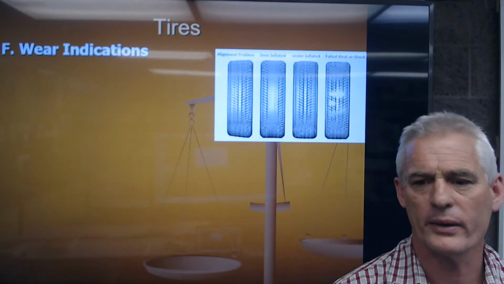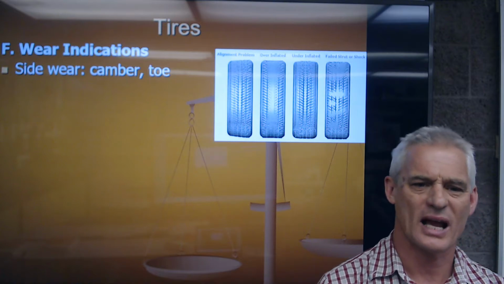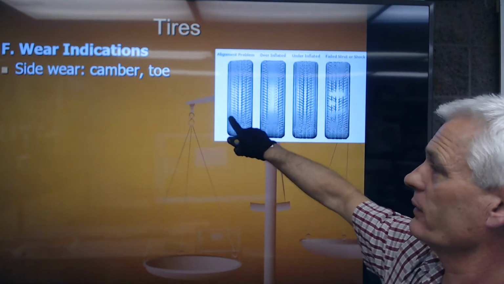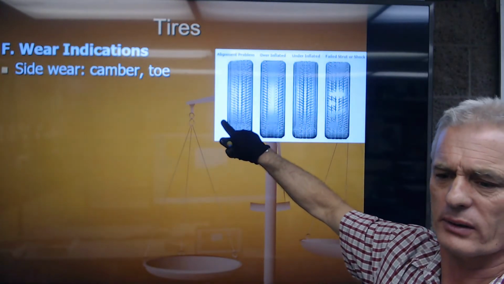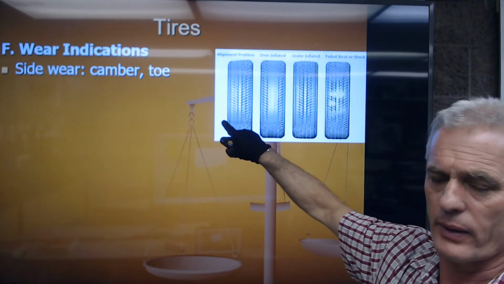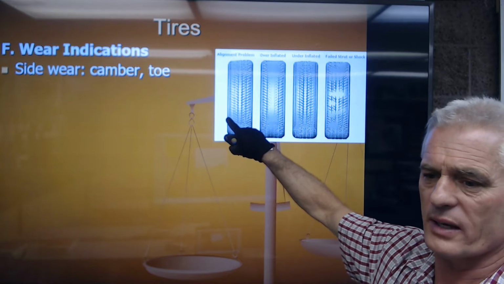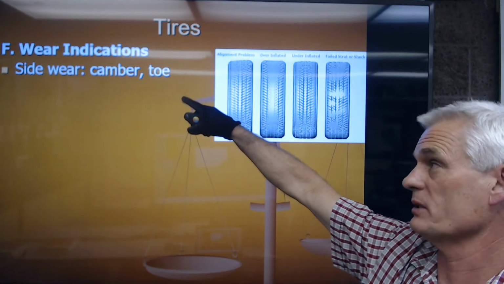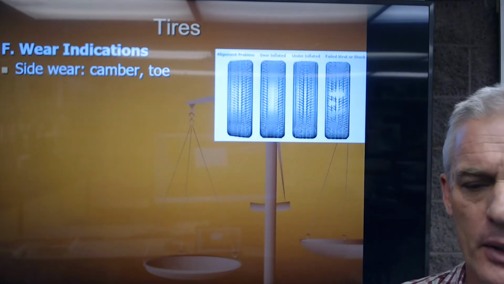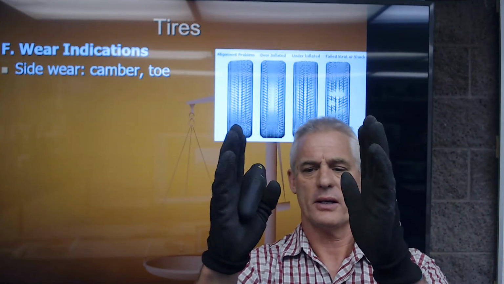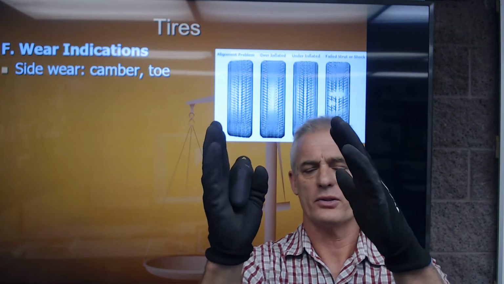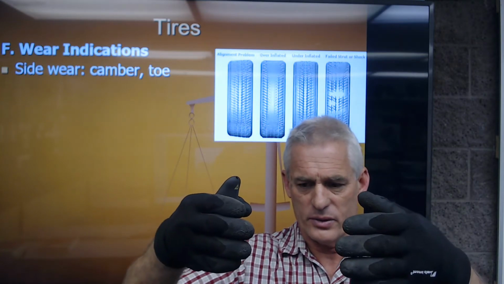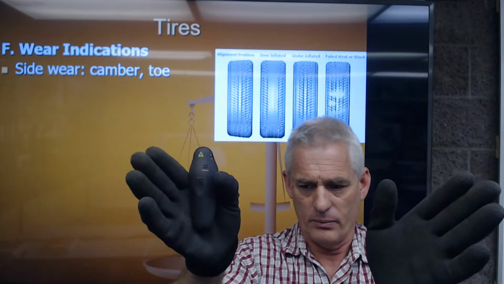So let's talk about wear indications on tires. So side wear, where we've got wear on one side of the tire here, is either what we call camber wear or toe wear. So one side of the tire being worn is either a misalignment of a couple angles, either camber or toe. Camber is the lean of the tire towards the engine, away from the engine. Toe is the pointing of the tire in towards, like pigeon-toed, or out, bow-legged.